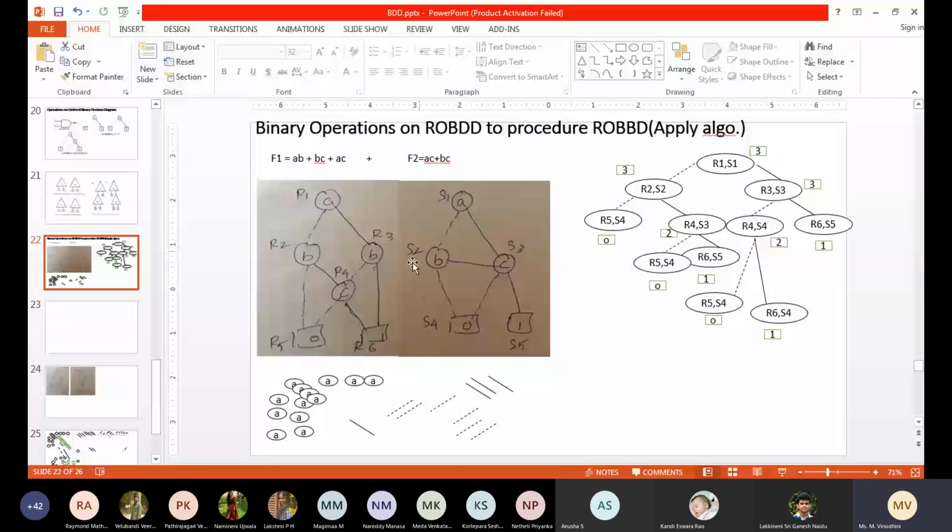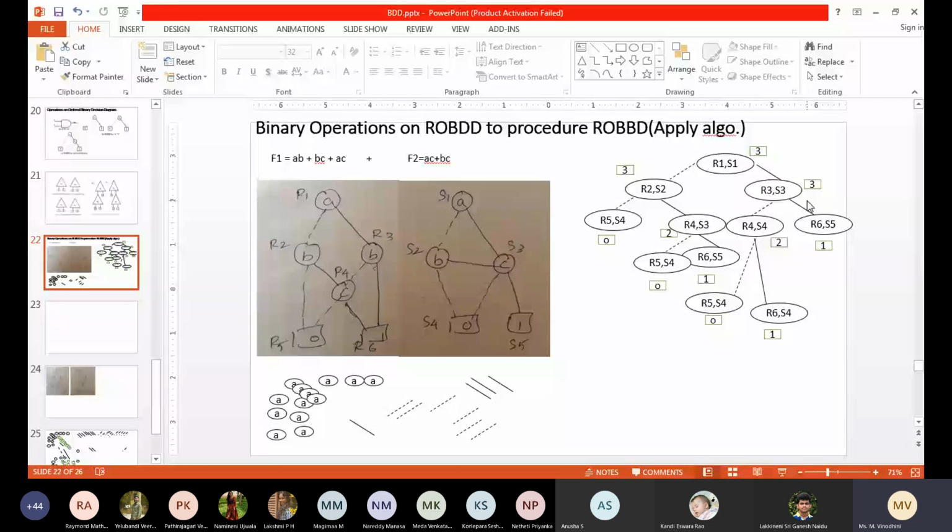Then third step, based on the variables, we have to draw this diagram. First the root node: the variable assigned to this root node is R1 and here it is S1. So start with R1 and S1. Now R1, when it is 0, it is going to R2. Next you check for S1. When it is 0, it is going to S2. When it is 1, it is going to S3. So like that we need to fill.